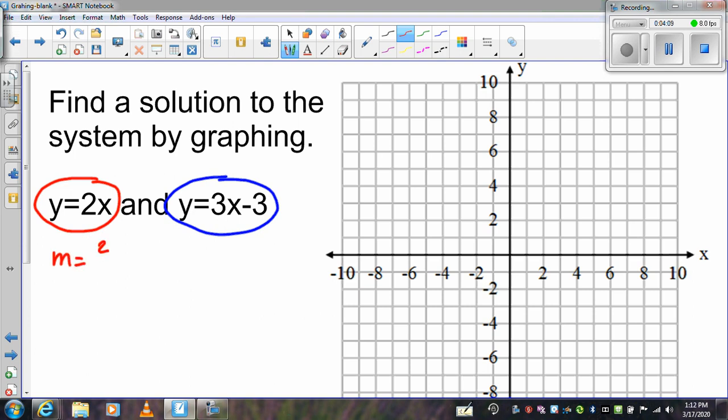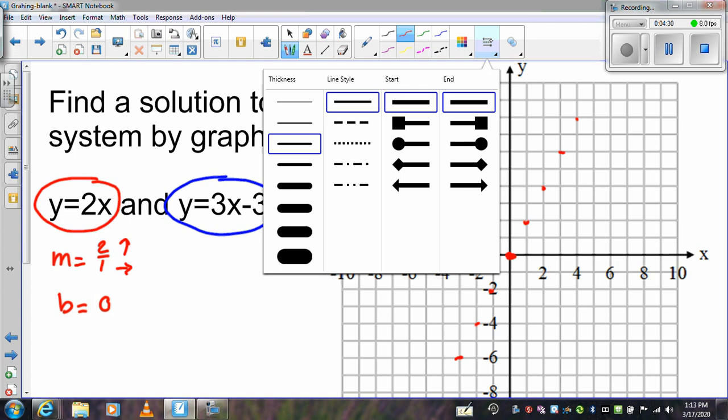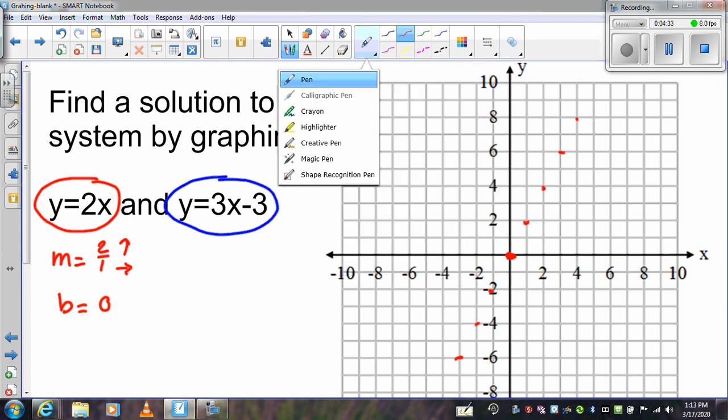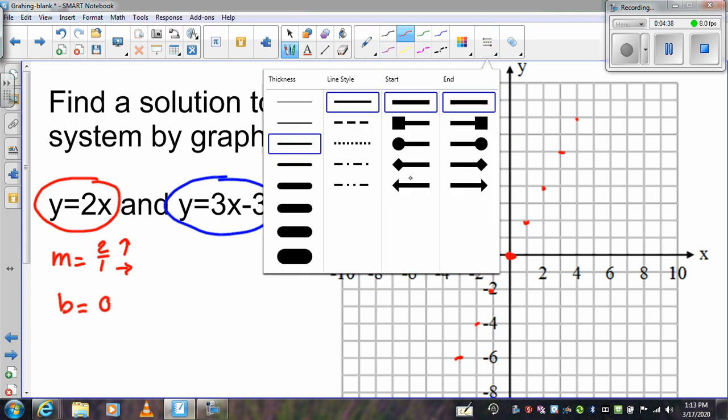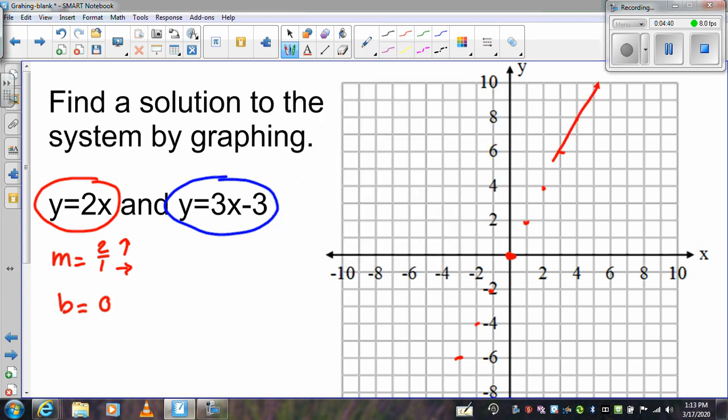Your slope is going to be 2 over 1, which means up 2, forwards 1. Your y-intercept, since I don't see one, is going to be 0. So you're going to put a dot at 0, and then you're going to go up 2 over 1. And I like to make lots of dots. I like to go down and back, because we don't know where this is going to cross. Okay, so I should have the ability here to make my line. Well, that didn't work out like I was hoping it would.